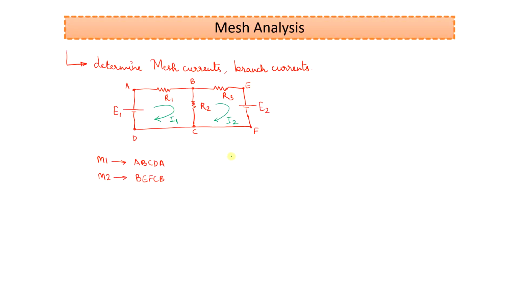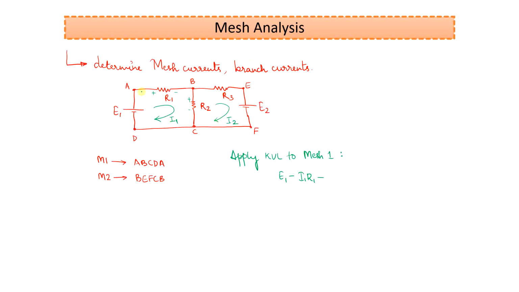So say I want to apply KVL to mesh 1, I can write this, by considering the right polarity, as E1 minus I1 into R1, because this is the mesh current, right? I'm talking about the first mesh. So the mesh current is I1, so it is minus of I1 into R1 minus of, now if you observe, we have two currents across this resistance R2. You have the current I1 here and then you have the current I2 here.